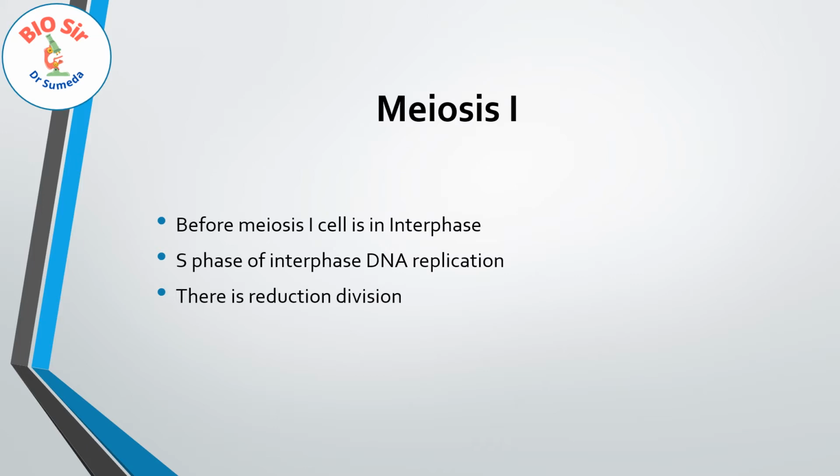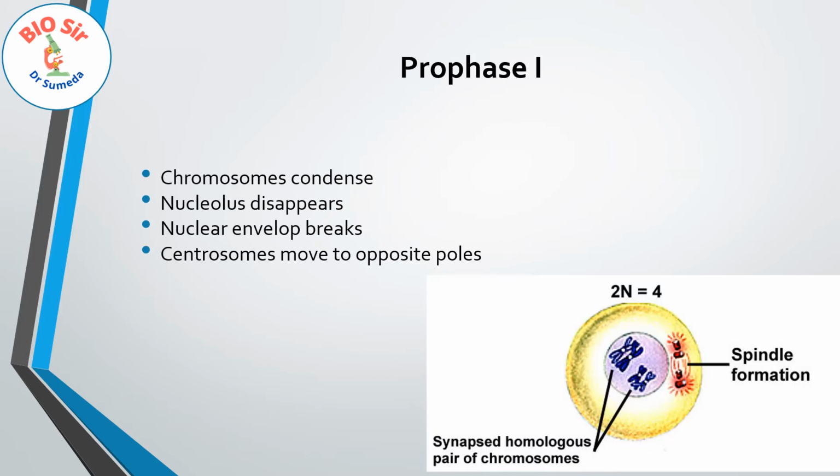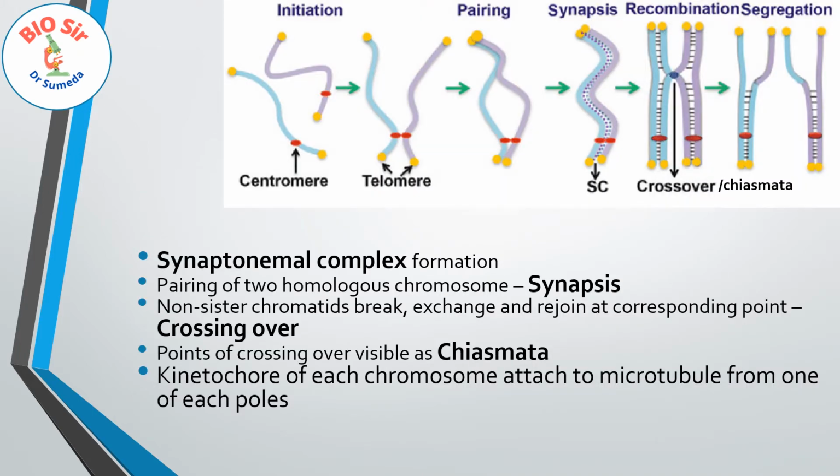The first phase of meiosis 1 is prophase 1. The chromosomes condense, the nucleolus disappears and the nuclear envelope breaks down, and centrosomes move to opposite poles, and the cell is 2n. The homologous pairs of chromosomes will be paired in this situation. And there's a specific event happening in prophase 1 that is very particular to meiosis.